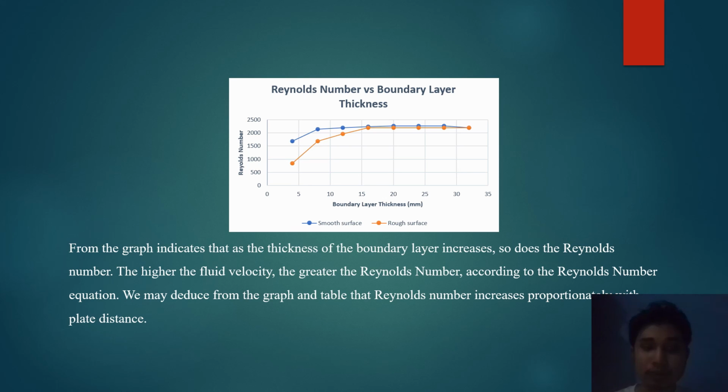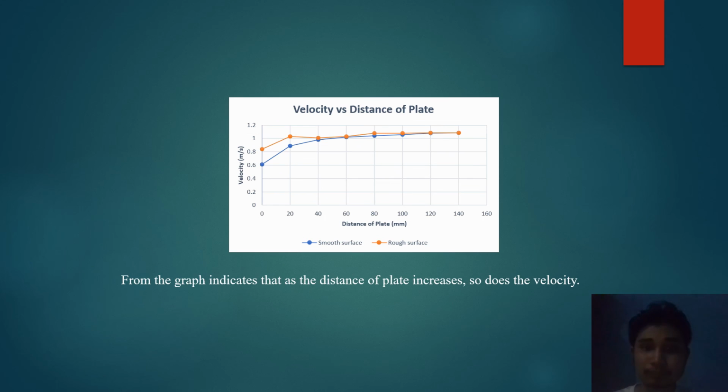We may deduce from the graph and table that the Reynolds number increases proportionally to the plate distance. From the graph, we can see that as the distance of the plate increases, so does the velocity.